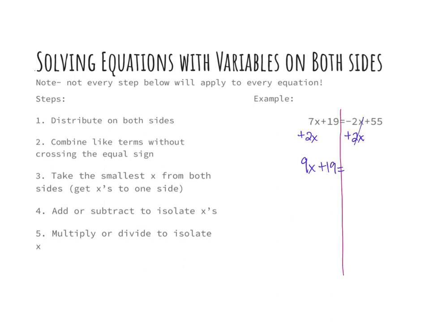The 2x and negative 2x added out to 0. Then I've got 55. And then I'm going to add or subtract to isolate the x's. So subtract 19. So 9x equals 55 minus 19, which is 36. Then I'm going to multiply or divide to isolate x. So I'm going to divide both sides by 9, and I end up with x equals 4. Now, I'm also going to show you a slightly quicker way that can help people keep stuff straight, but whichever way you prefer is fine.